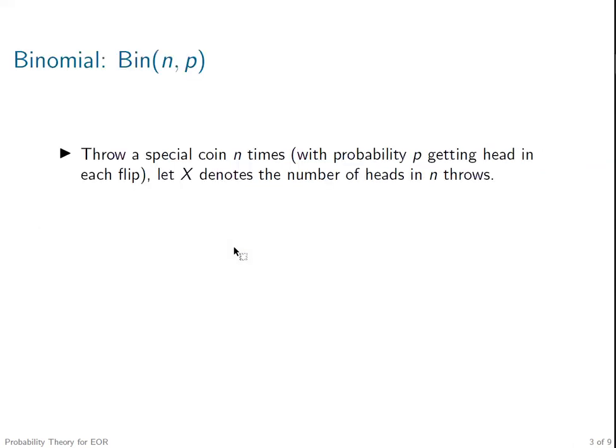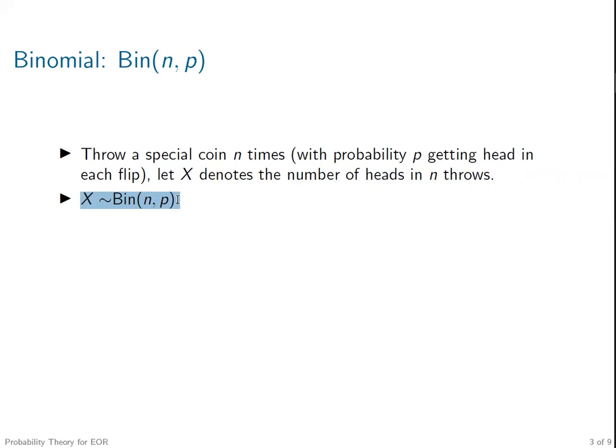The first one, binomial random variable. This is the background story. We're gonna throw a very special coin n times. And for each flip, we have probability p to get a head, and 1 minus p to get a tail. Let x denote the number of heads in n throws, and this x is a binomial random variable. The distribution of x is the binomial distribution with parameter n and successful rate p. Or sometimes we say x follows binomial distribution with parameters n and p.